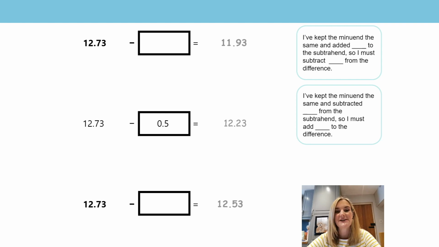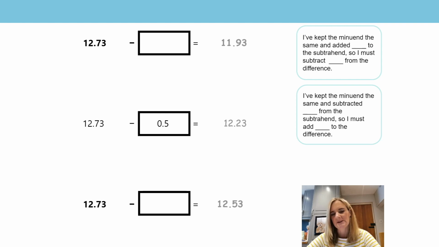Yes, it's got decimals in, I agree with you there. Is there anything else that you spotted? Yeah, the boxes are in different places, aren't they? So in the last one, the missing value was the difference. But in this one, our missing values are the subtrahends. So we might have to think of it in a slightly different way.